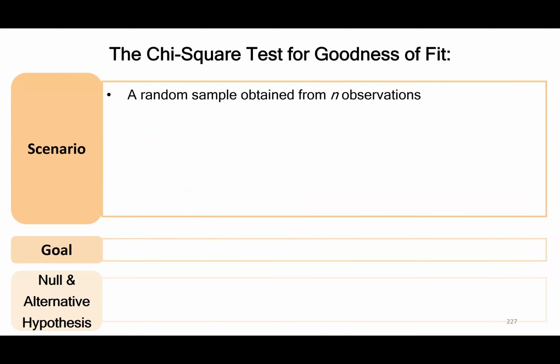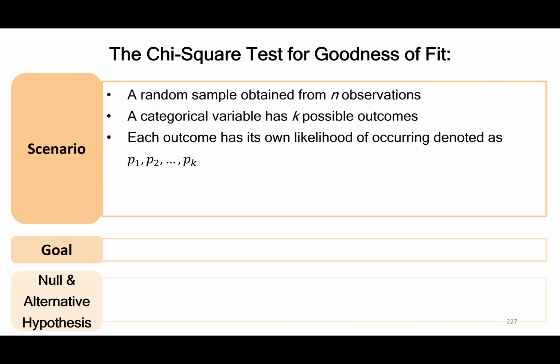So for the scenario here, we like it to be a random sample, because we want it to represent that larger population. It's for a categorical variable that has a certain number of categories, so k possible categories. Each outcome has its own likelihood, so each category has its own probability or proportion of showing up. So p1, p2, p3, all the way through pk, however many categories you have.